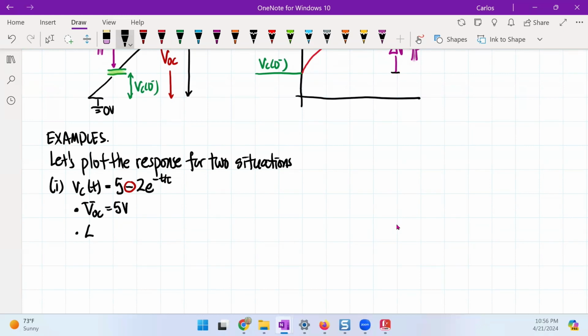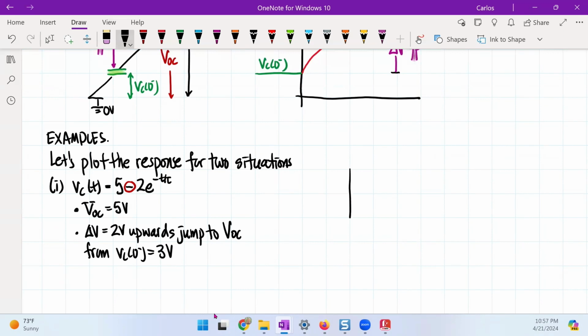The next thing here is that delta V is equal to 2 volts, and that 2 volts means that there's an upward jump to VOC from, so if I made a jump of 2, that means that it had to have started at 3 volts. So picture-wise, how would I draw this?